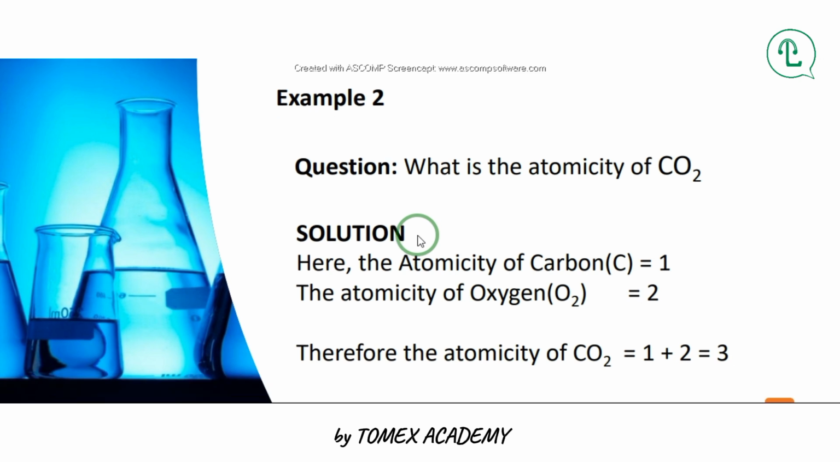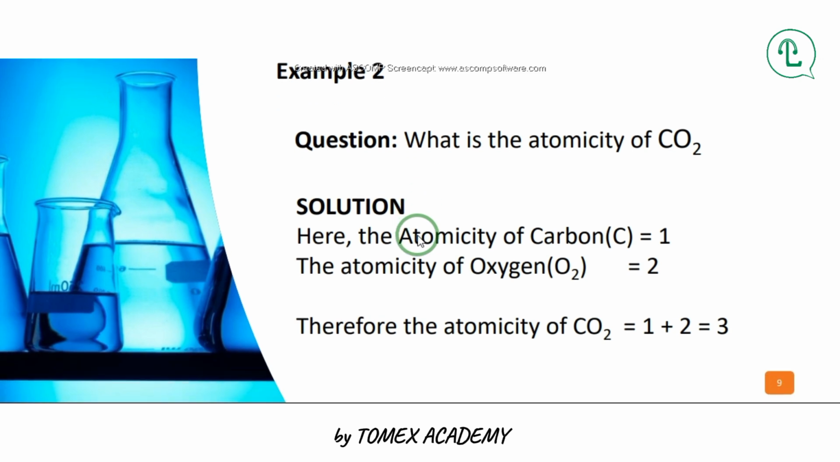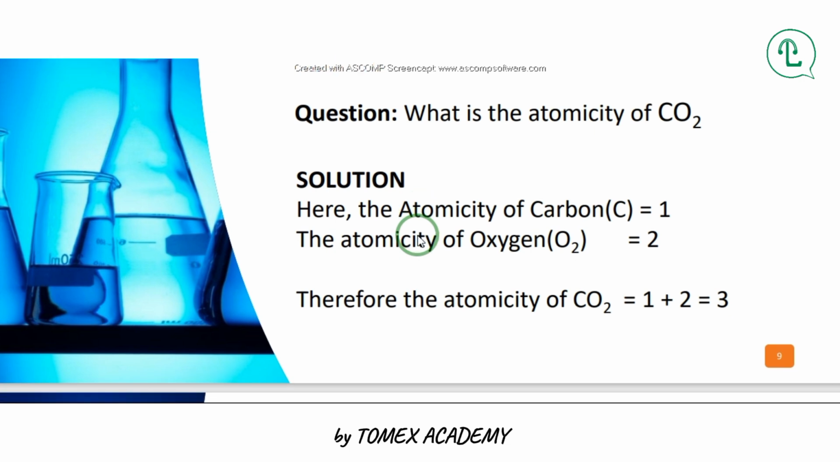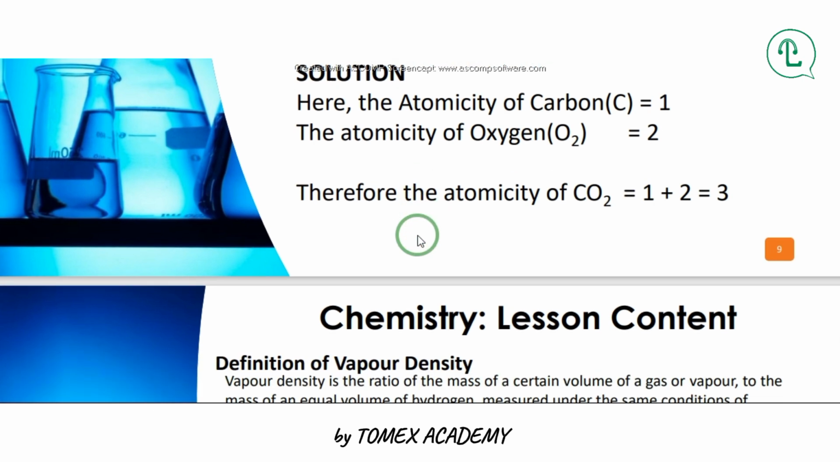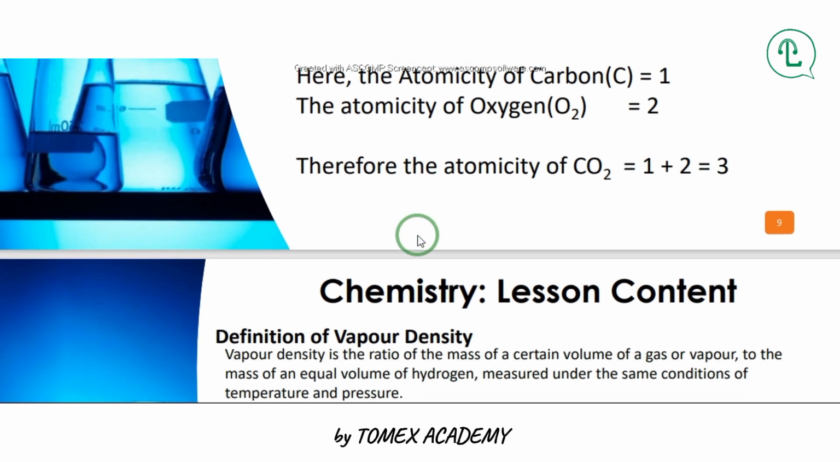Example 2. What is the atomicity of CO2? The atomicity of carbon is 1, the atomicity of oxygen, O2, is 2. So therefore, the total number of atoms for CO2 is 1 plus 2, that's 3. So the atomicity of CO2 equals 3.